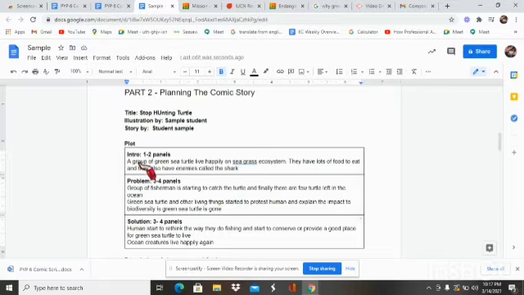Okay. So basically, the story will be divided into three parts, two panels on intro. Don't put too much emphasis on the intro. You don't have to introduce everyone. So just take two panels and then work on the problem. So there are three to four panels. Basically, that's the main story, the main part of the story.